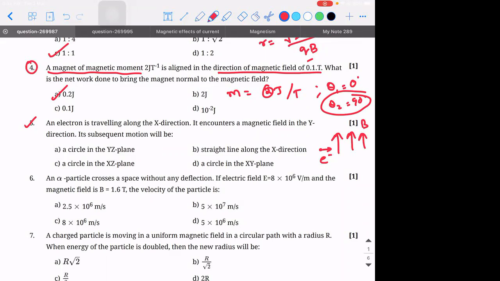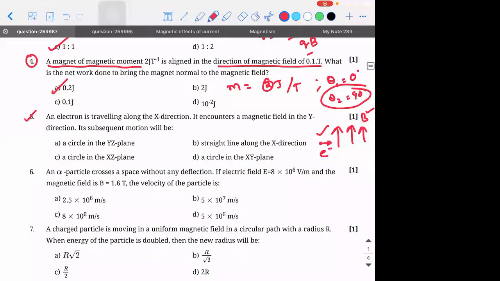Now you guys tell me. The cross product, sir. So a charged particle projected perpendicular to the magnetic field. Cross product. Now, what is the answer? The circle in the XZ plane. That's right. But give me an explanation.